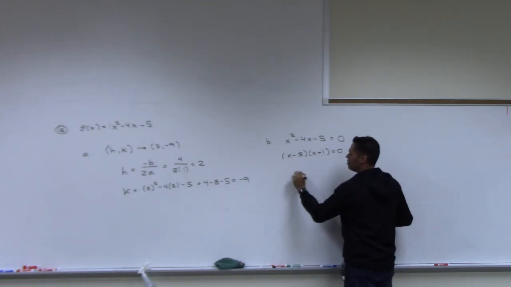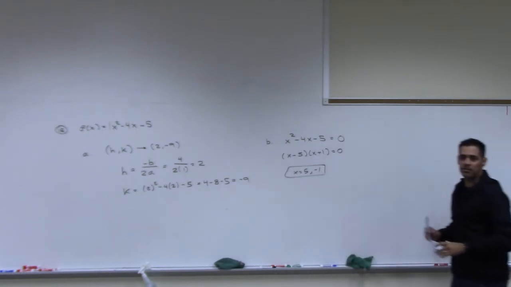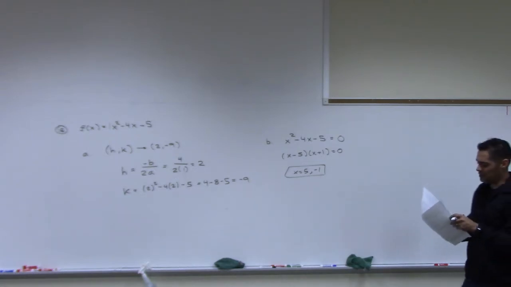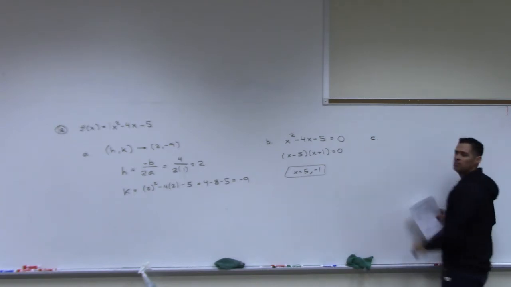You get two solutions, 5 and negative 1. I know I'm working fast, but this is called the final exam review because we've done this. Okay, that's part B.